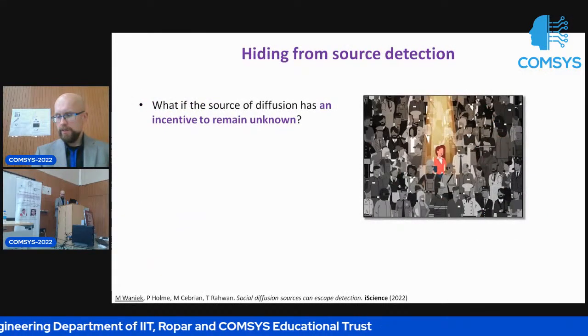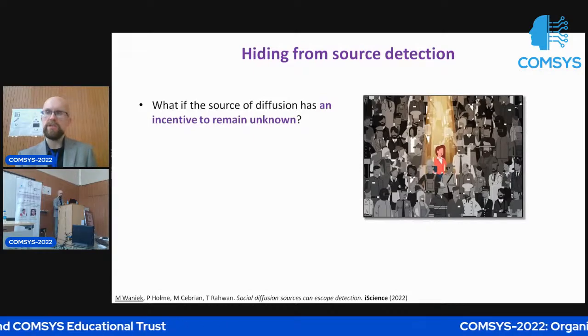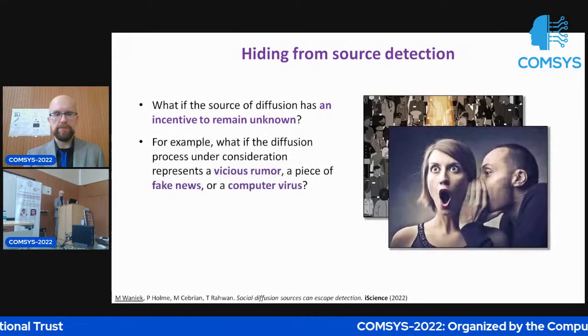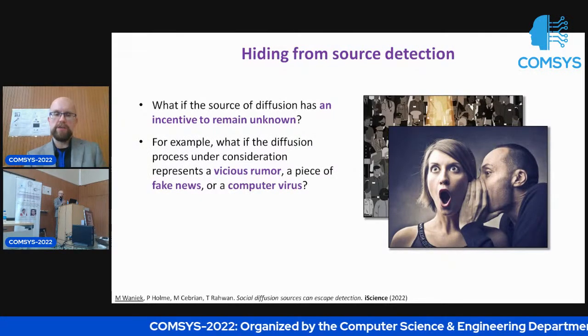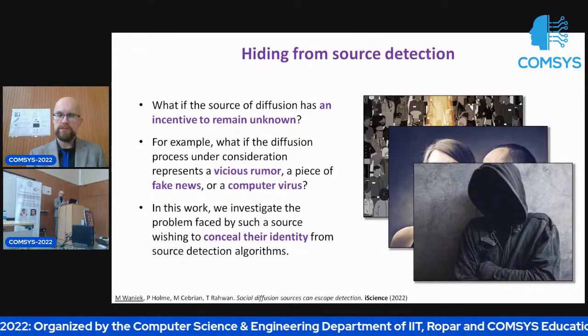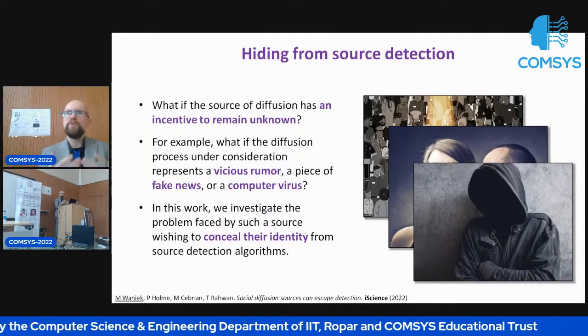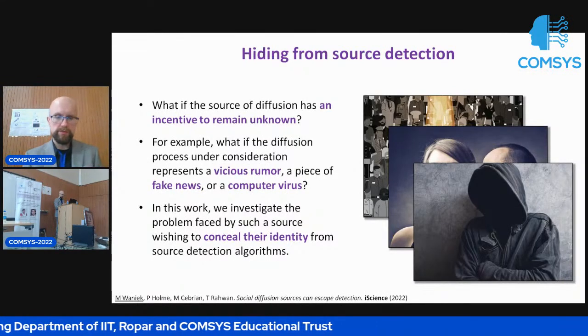Okay, so again, we might consider a situation in which the source might not want to be identified, right? For example, this process that spreads through the network might be a vicious rumor or fake news or a computer virus, right? In such a case, the source, so the evader, might not want to be identified as the source of this process, as the one who started spreading this rumor, for example.